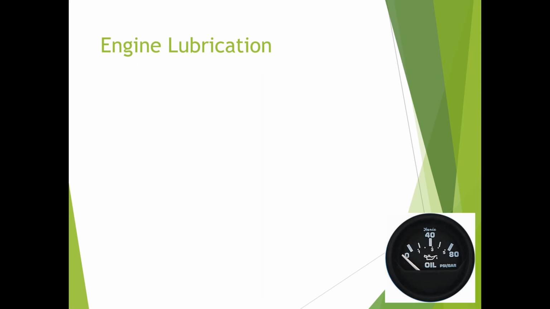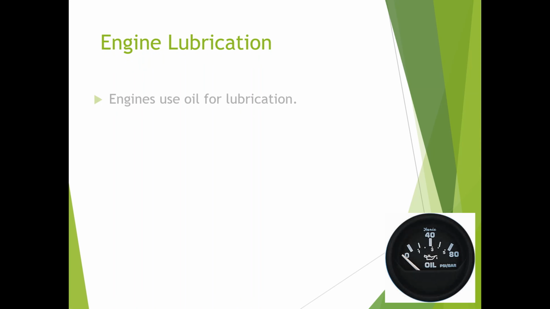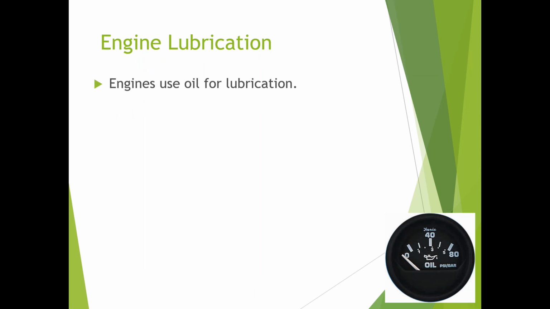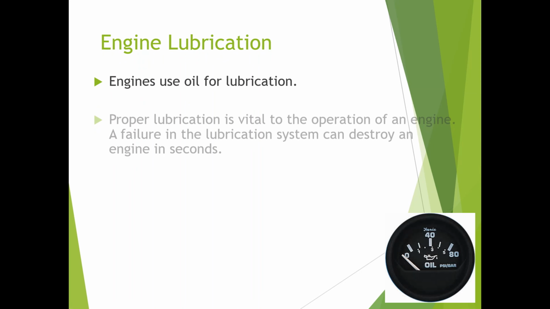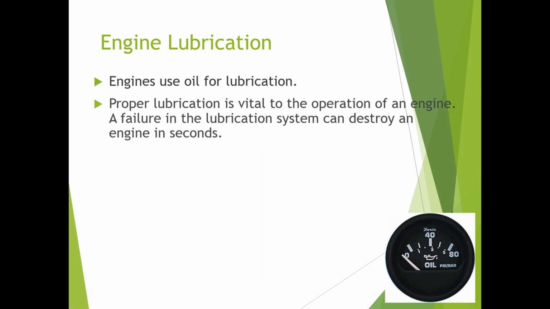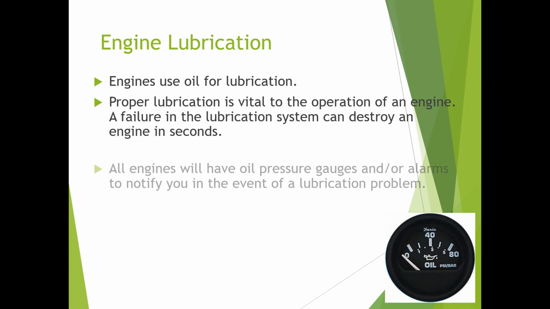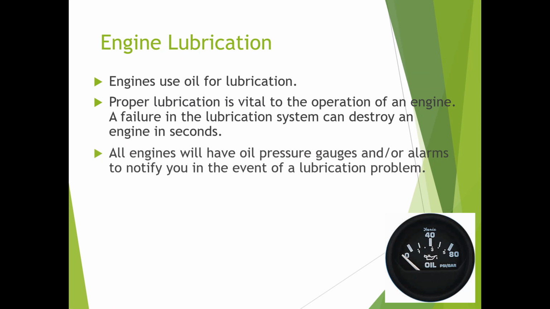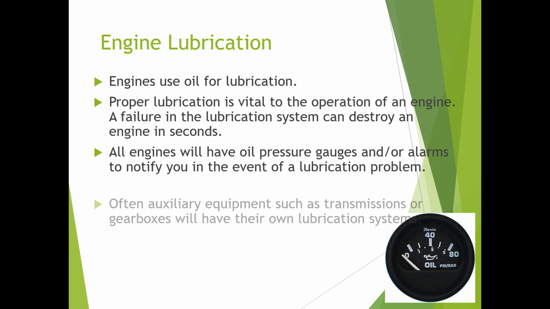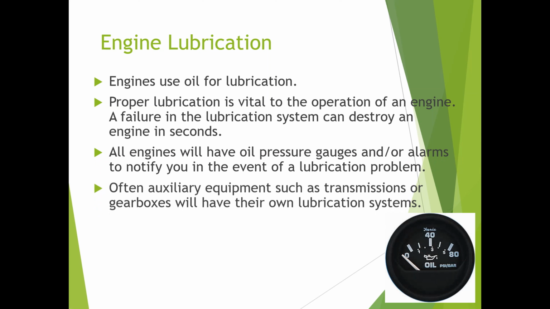Proper lubrication is vital to the operation of an engine. A failure in the lubrication system can destroy an engine in seconds. All engines will have an oil pressure gauge and/or alarms to notify you in the event of a lubrication problem. Often, auxiliary equipment such as transmissions or gearboxes will have their own lubrication systems.